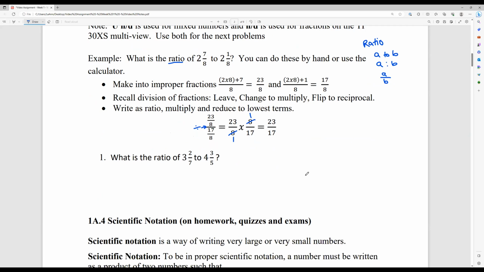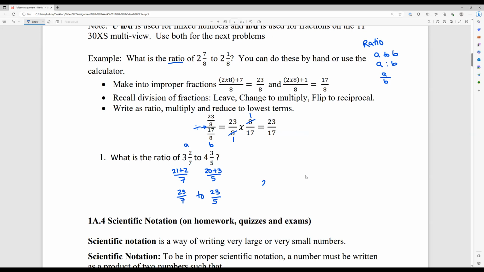So let's try one together. So first step is I'm going to get both of these into improper form because that's easier to work with for the multiplication step that we need to do at the end. So we're going to be doing our A to our B. So this would be 3 times 7 is 21 plus 2 over 7. So that comes out to 23 over 7. 2. This would be 4 times 5 is 20 plus 3 all over 5. That's going to be 23 over 5.